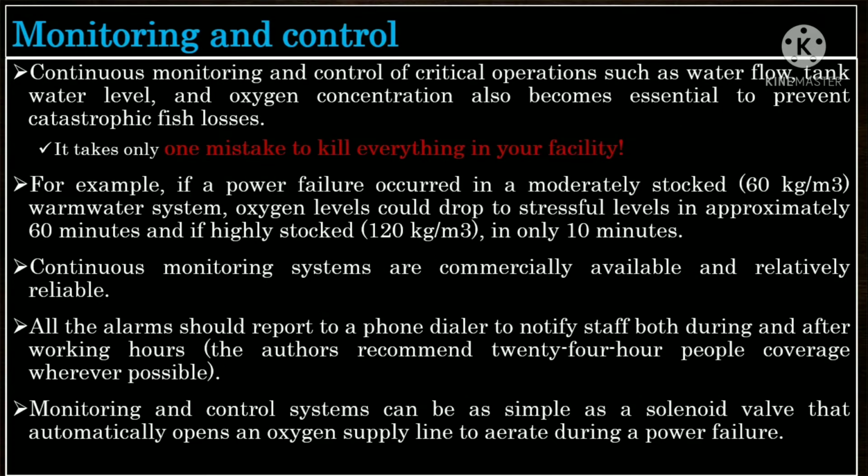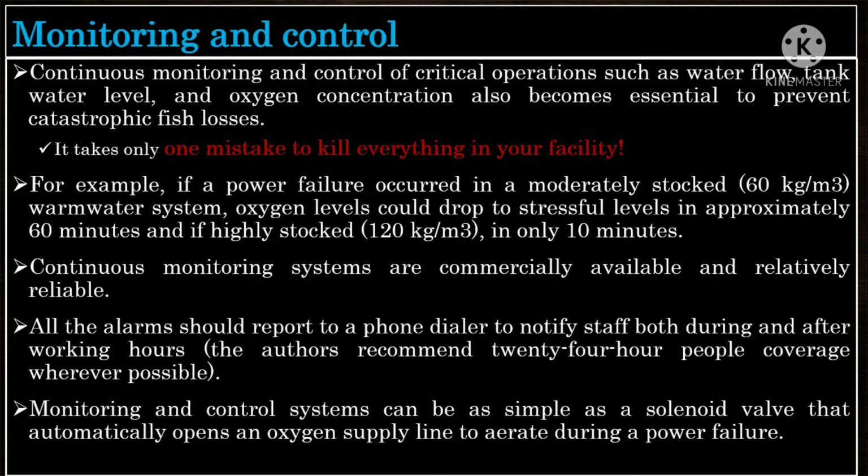So next is monitoring and control. Continuous monitoring and control of critical operations such as water flow, tank water level, and oxygen concentration is essential to prevent catastrophic fish losses. It takes only one mistake to kill everything in your facility.